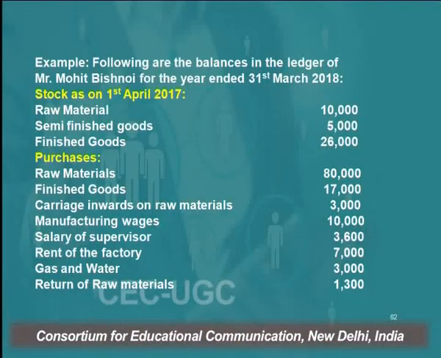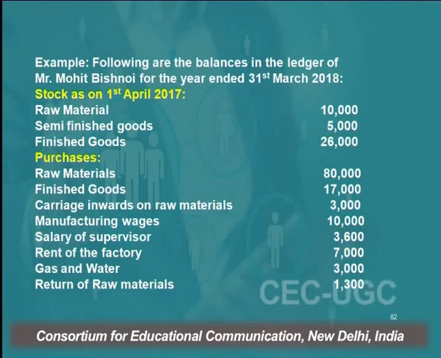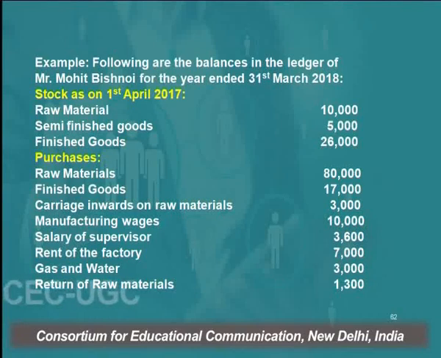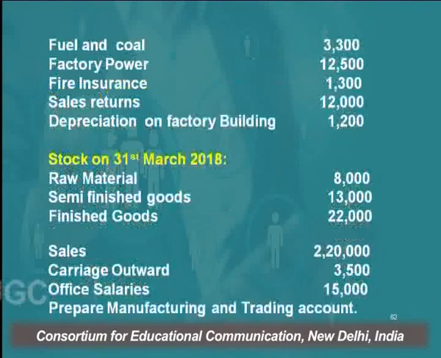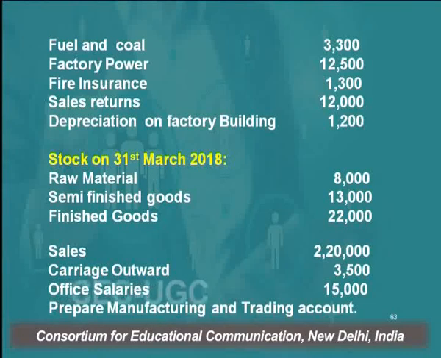Let's take one more example. This is a comprehensive example, and this includes the preparation of manufacturing account and trading account both. The information given here: the stock of raw materials, semi-finished goods, finished goods, all are given. Purchases of raw material, finished goods, carriage inward, manufacturing wages, salary of supervisor, rent of the factory, gas and water, return of raw material, fuel and coal, factory power, fire insurance, sales return, depreciation, closing stock, sales, carriage outward, and office salary. This is the information given to you, and out of this information we have to prepare manufacturing account and trading account.